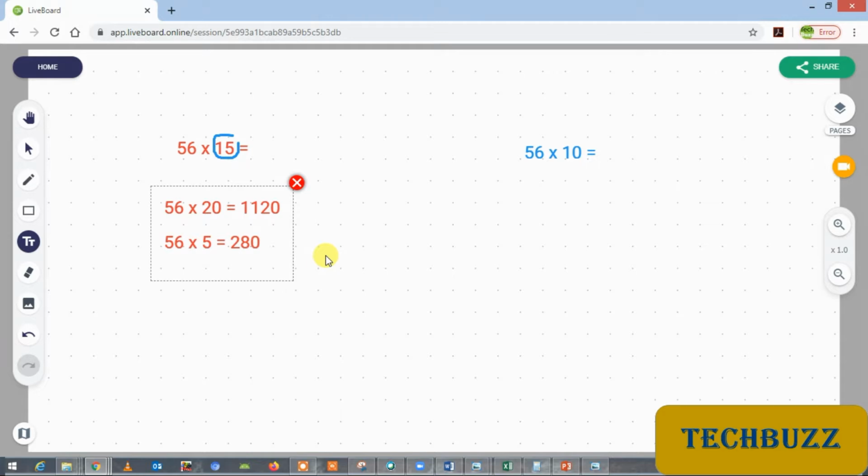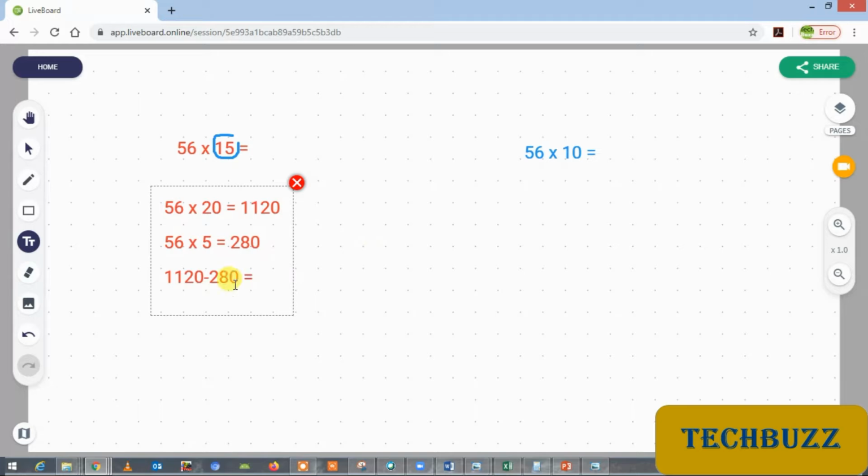So now what we will do? We will subtract 56 multiplied by 15 from 56 multiplied by 20. So here what I am doing is 1120 minus 280. Now if you are expert in doing these tricks, you will solve this question in less than 1 minute. Now here I am telling you one more trick. Now you are subtracting 280 from 1120. It's a little bit difficult, but don't worry.